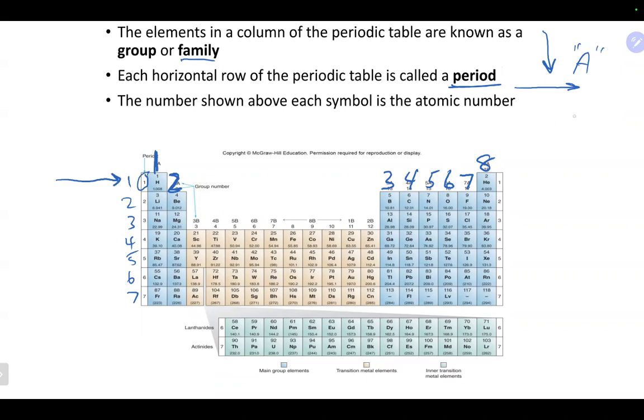As we've talked about a number of times up to this point, the number above the symbol is our atomic number, which again is our number of protons. So it's really important to understand which way groups go, which way periods go.